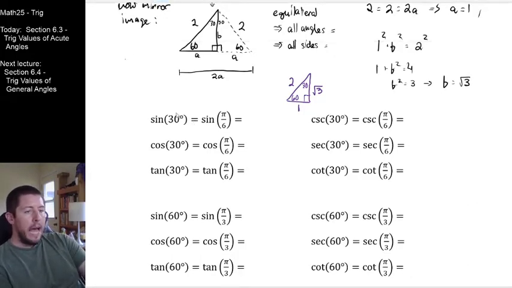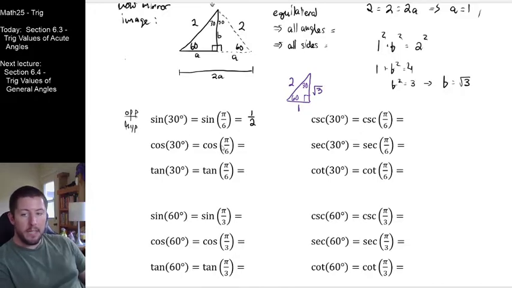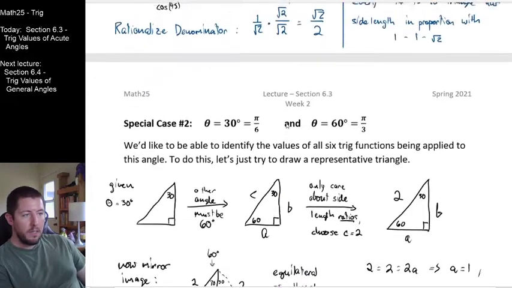So sine of 30. Sine is opposite over hypotenuse. So sine of 30, relative to 30, opposite over hypotenuse is 1 over 2. Wow, that's pretty nice. It worked out to be a 1/2. Cosine of 30. And by the way, cosine of pi 6, I want to kind of point out to you real quick.